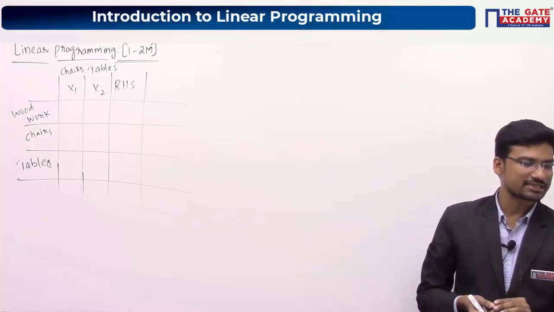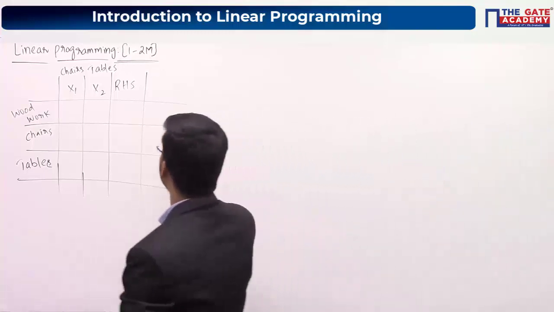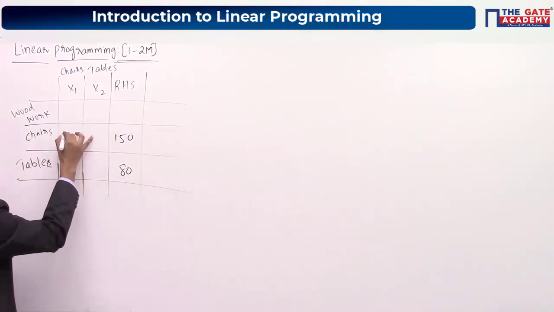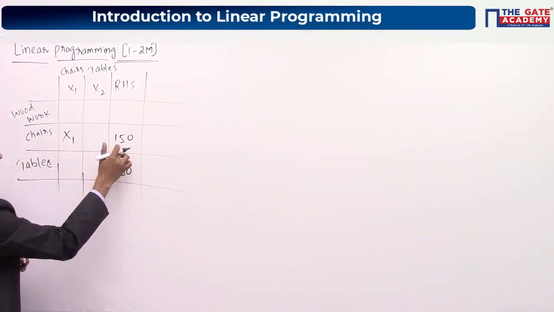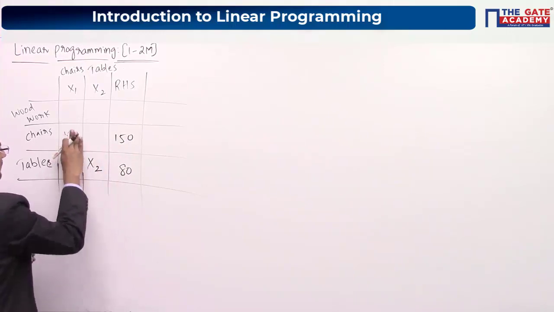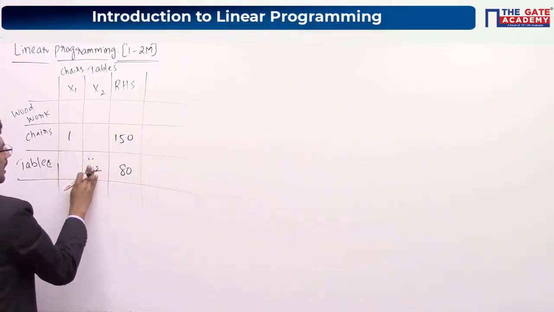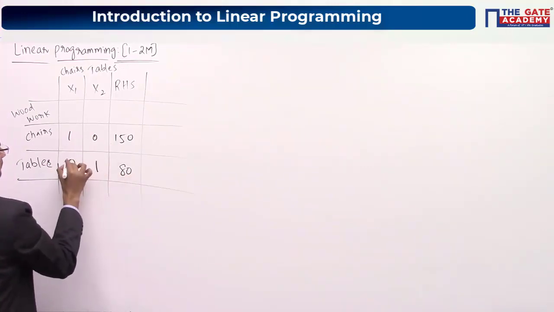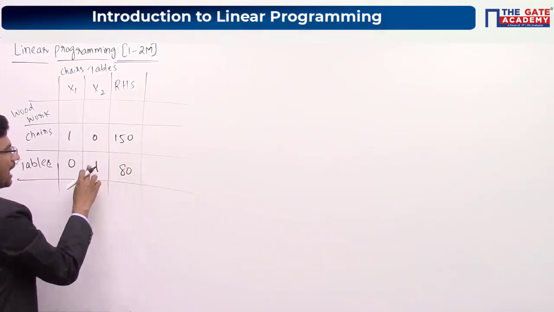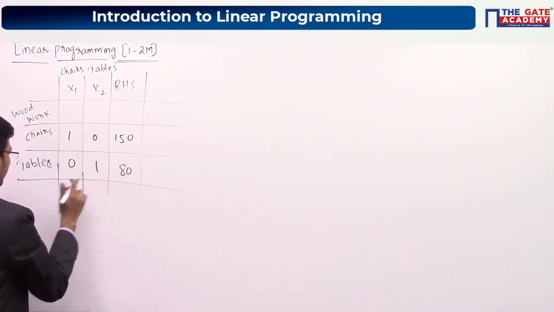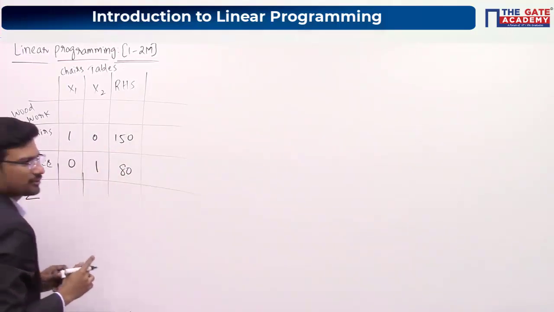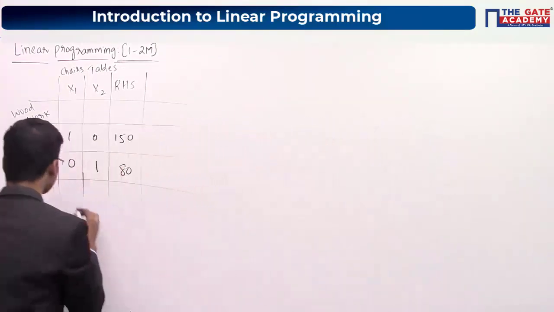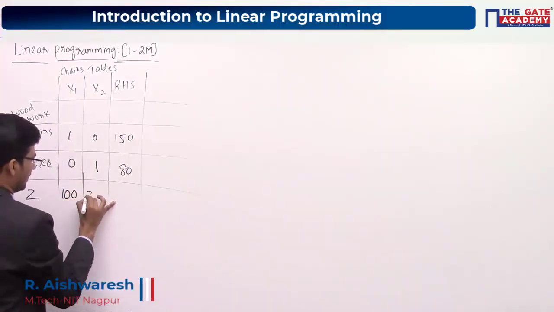The weekly demand for chairs and tables is limited to 150 and 80. So weekly demand is limited to 150 units and 80 units. So the number of chairs should be less than or equal to 150 and the number of tables should be less than or equal to 80. That means x1 should be less than or equal to 150 and x2 should be less than or equal to 80. So what about your objective function? You are getting profits of 100 and 300 respectively. So this will be 100 and this will be 300.